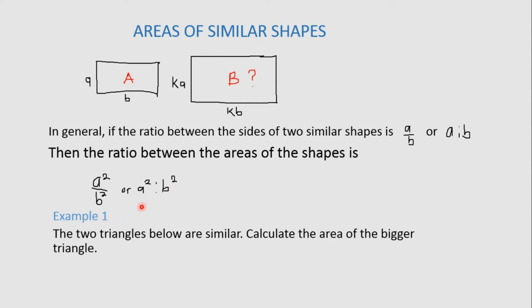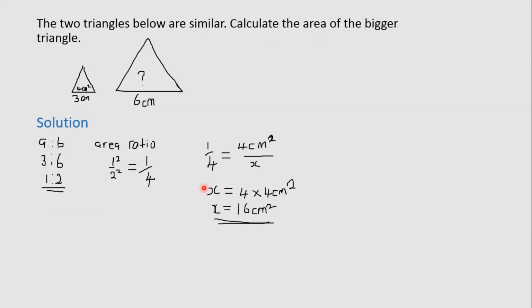Example 1. The two triangles below are similar. Calculate the area of the bigger triangle. We've been given the corresponding sides: for the smaller one it is 3 centimeters and for the bigger one it is 6 centimeters. We've been told that the area of the smaller triangle is 4 centimeters squared. Now what is the area of the bigger one?